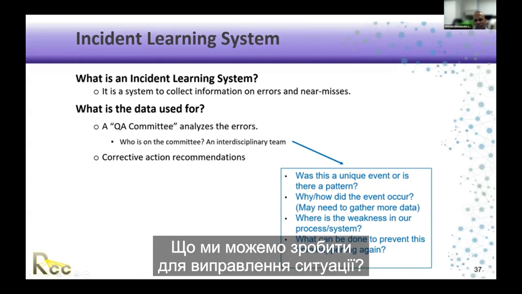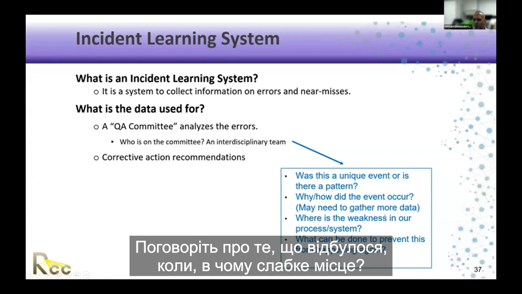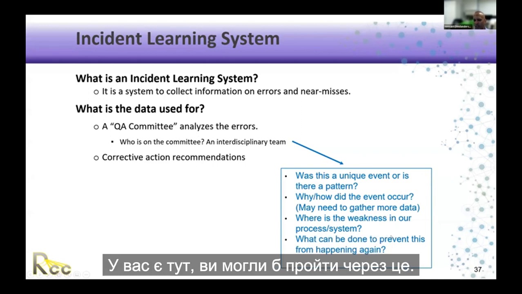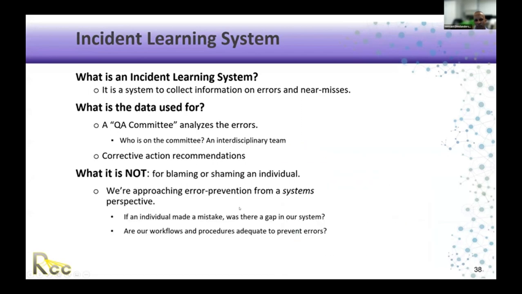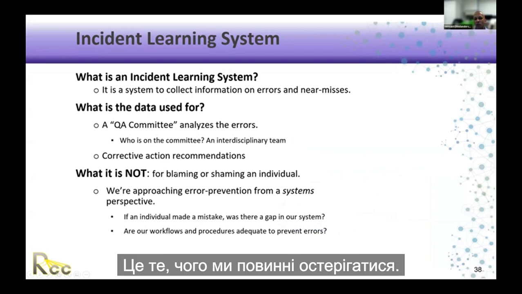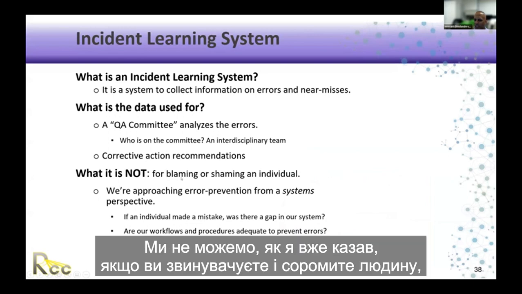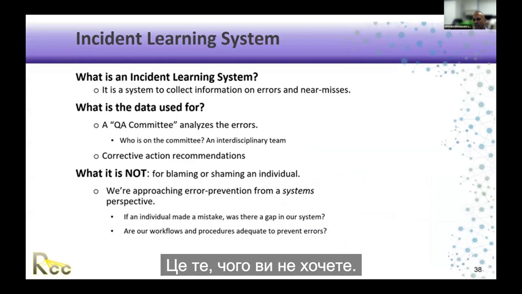What kind of corrective action can we take? What's the unique event that I talk about, and what's the weakness? You have it here, you could go through this. What can be done to prevent this from happening again? Incident reporting is not for blaming or shaming an individual. This is what we have to watch out for. If you blame and shame an individual, they're going to try to hide errors. That's what you don't want.